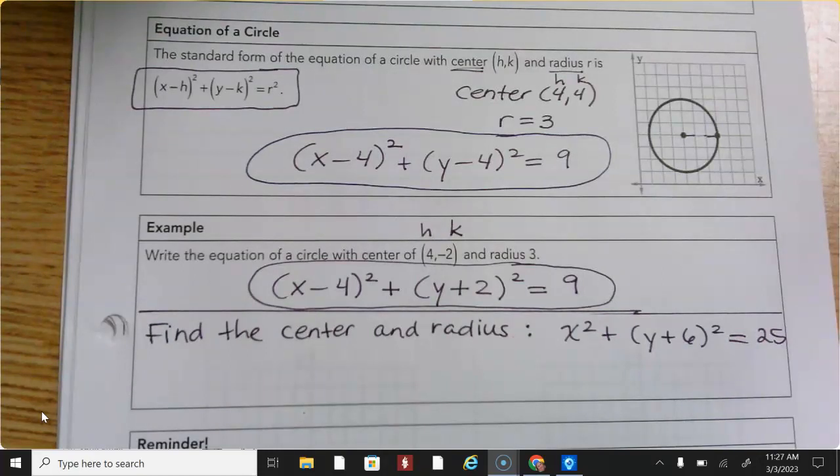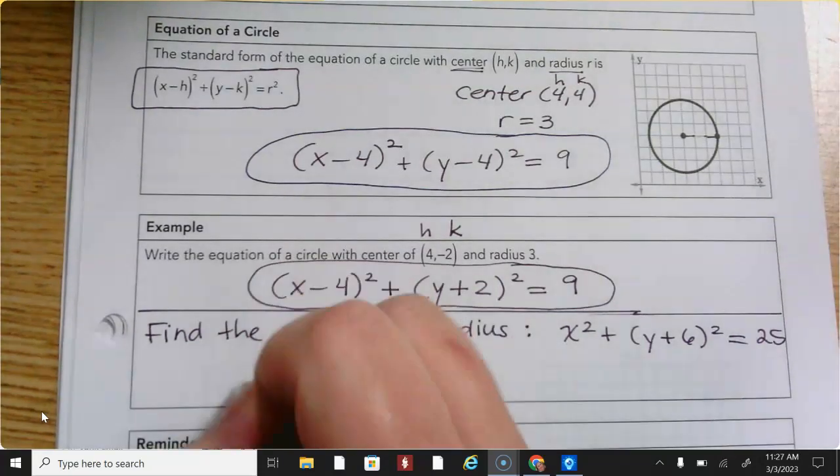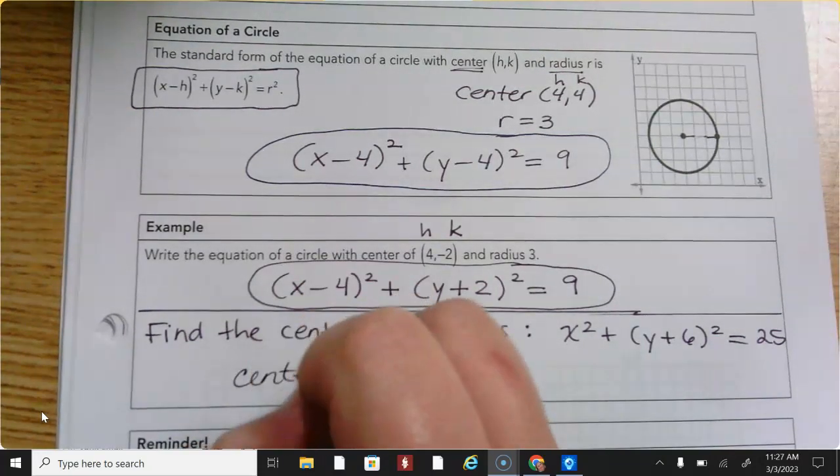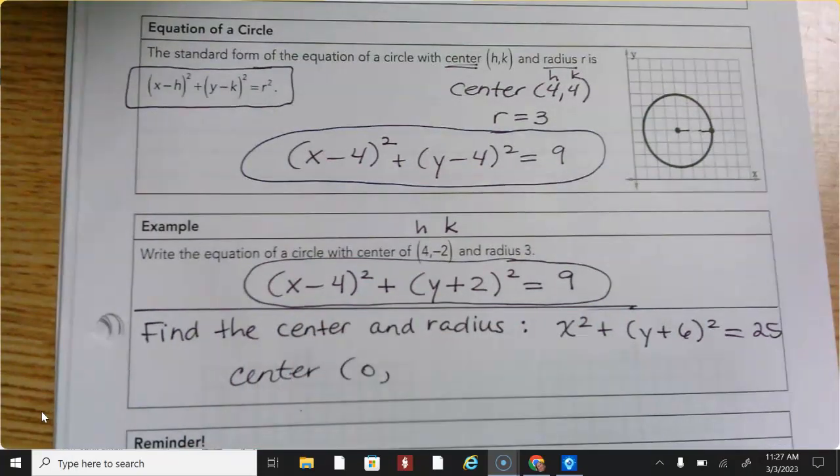Similar to the third example you watched in the mashup math video, if you don't see any number with the x or with the y, that means the number was 0. X is the same thing as x minus 0. So if you just see x squared, that's the same thing as x minus 0 squared. So my center has a 0 for its x coordinate for h.